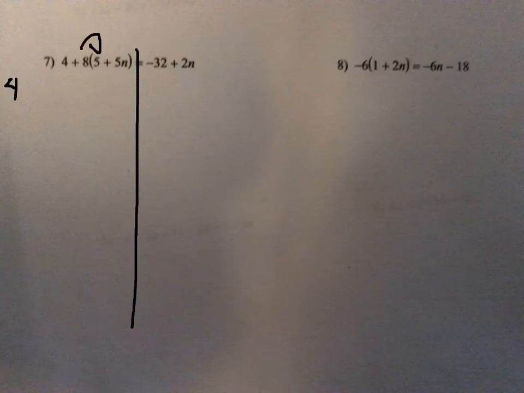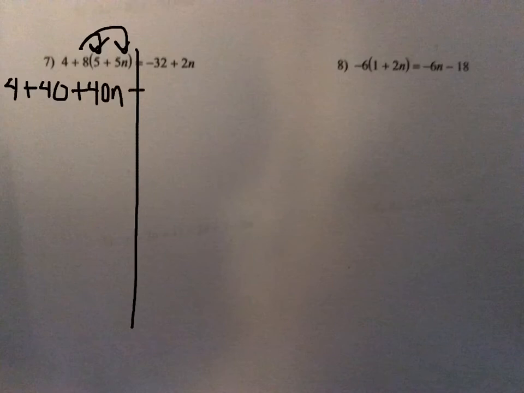8 is in front of the parentheses, so that means 8 is going to get multiplied by 5. 8 times 5 is 40, so I'm going to put a plus 40 here. Then I have 8 times 5n, but we know 8 times 5 is 40, so it's going to be a plus 40n for this second part. Equals negative 32 plus 2n. So I have done my distributive property.